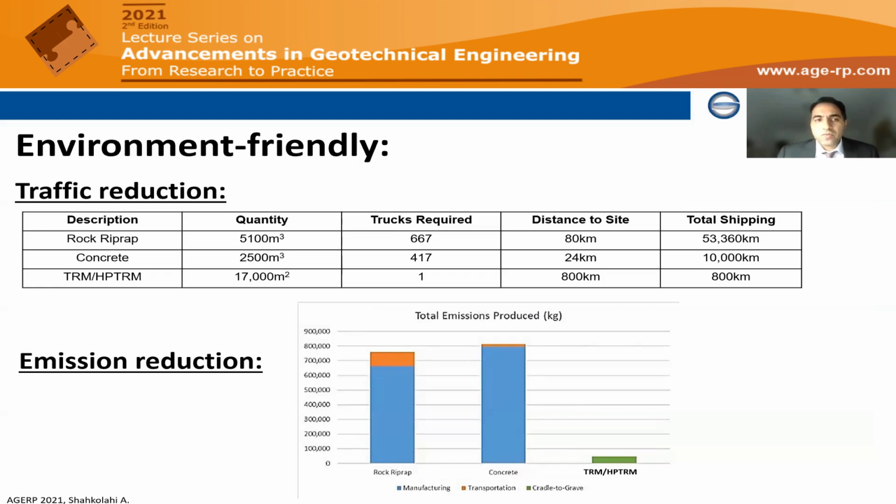For the distance to the site, we considered TRM to have the highest distance, 800 kilometers. But still, considering all of this, because the number of trucks is only one, the total shipment to the site for TRM is only 800 kilometers. For concrete and riprap, it is 10,000 and 53,000 kilometers. That's why at the bottom you can see the emission reduction we could get for TRM. The total emission produced in the project by using TRM is very low. So that's why we say wherever we can use TRMs as a replacement for rock, it is our suggestion to do that, because it's a good solution.